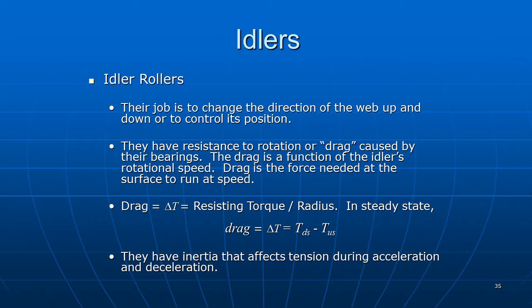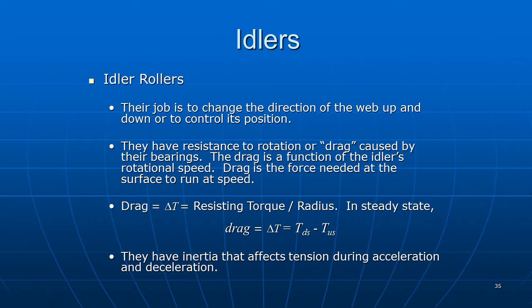Now, the drag is a function of the rotational speed. Typically for bearings, the faster they run, the higher the drag. And what we're calling drag here is the force that's needed to be applied to the surface of the roller to keep it spinning at run speed. And this drag comes out of the web and comes out of the web's tension. And so drag represents a tension difference that we're going to see across the roller. It's the resisting torque divided by the radius of the roller.